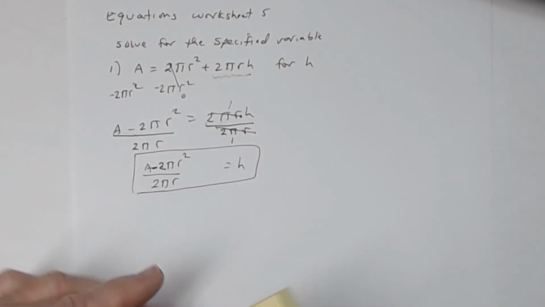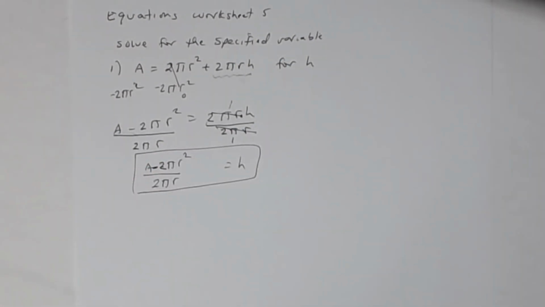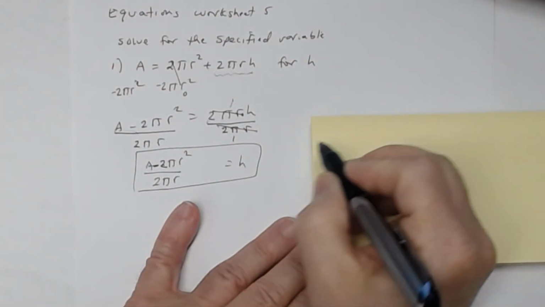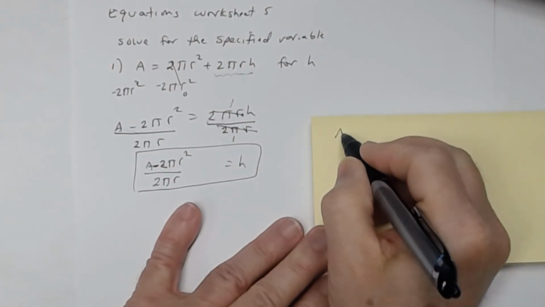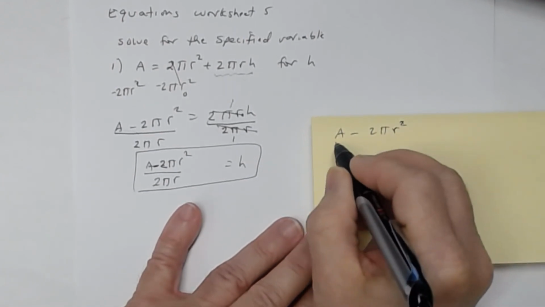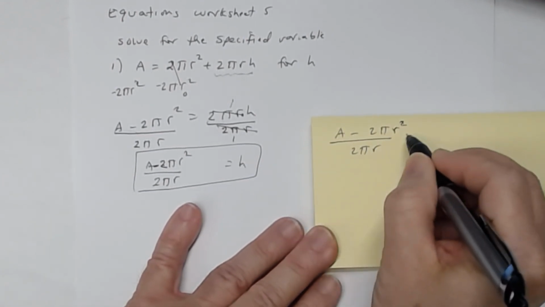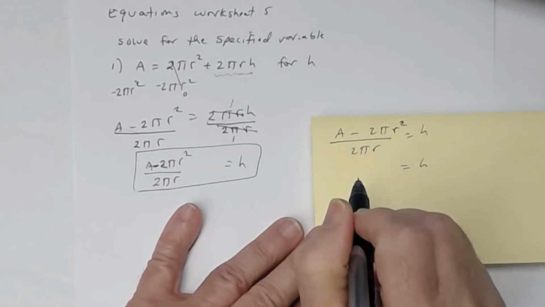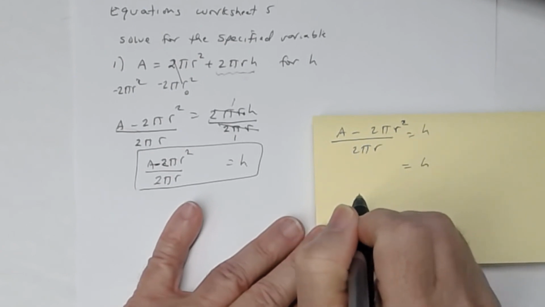Now, what some students will do, and I'll go ahead and show you. That's the way I would leave it, but what some students will do is this. Let me rewrite this right here. They'll say a minus 2 pi r squared divided by 2 pi r equals h. So they'll go further. Now be careful if you go further. Any error you make, I cannot give you full credit any longer.